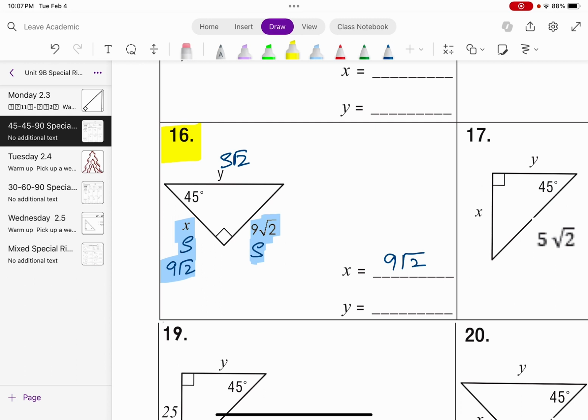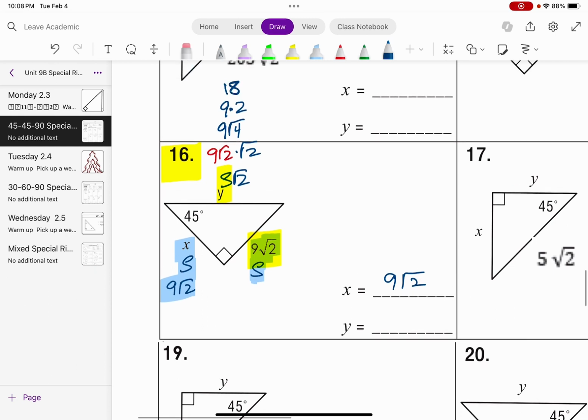All right, next part. This s right here is everything that's over here in blue, so I'm just going to replace those two. I'm going to put 9 square root of 2 times square root of 2. From here, you do your usual multiplication: square root of 2 times square root of 2 gives you square root of 4, which is 2, and then 9 times 2 gives you 18. That is your final answer for this side, so y will be 18.